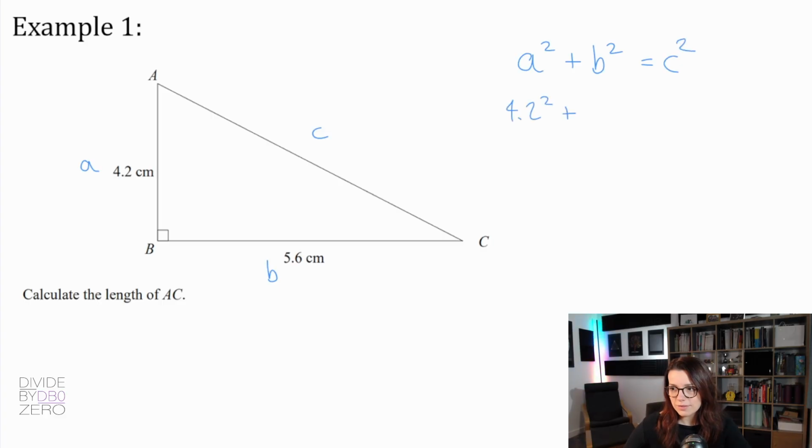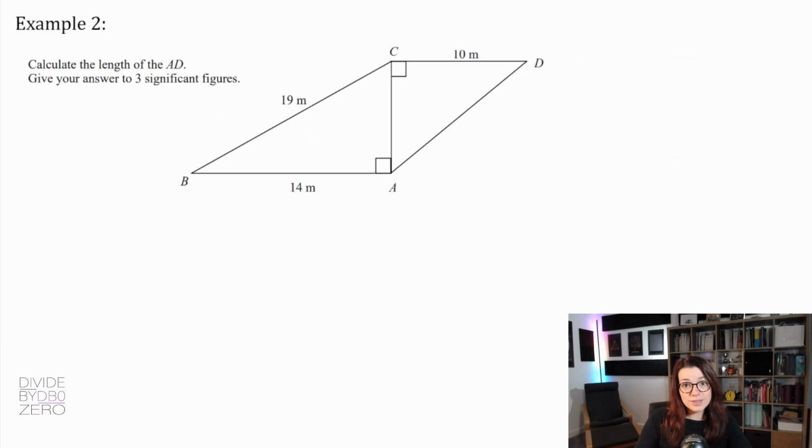4.2 squared plus 5.6 squared equals c squared. We can use our calculators here, and when we type that in, we get 49 equals c squared. So now the really important bit is to square root 49 in order to get c, and therefore c equals 7 centimeters.